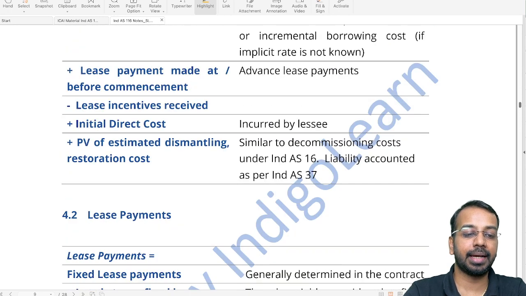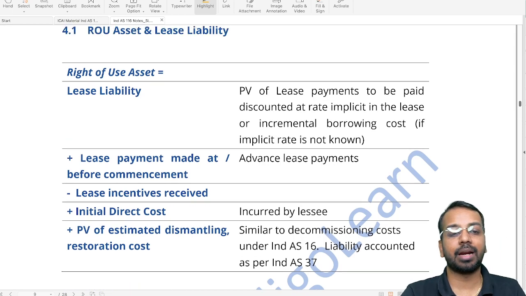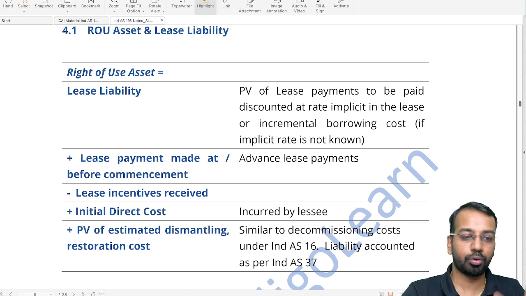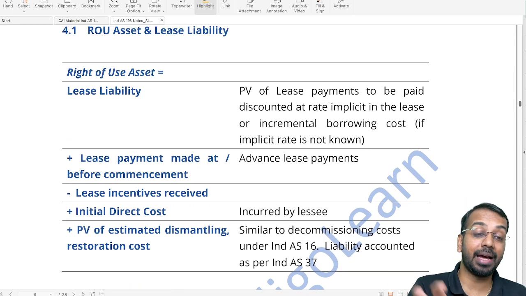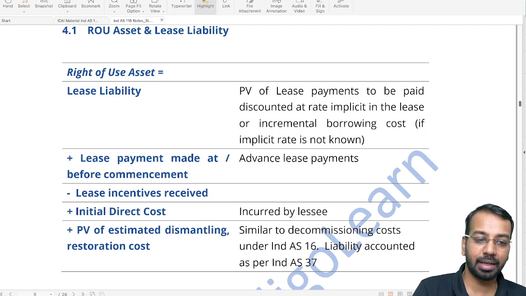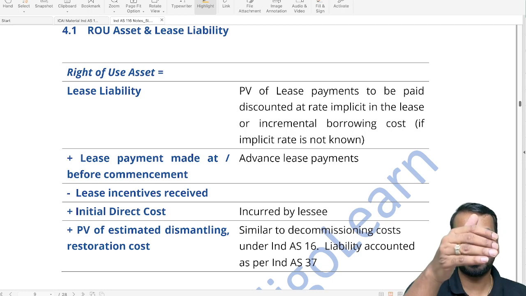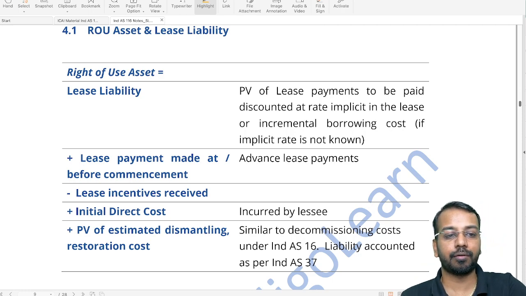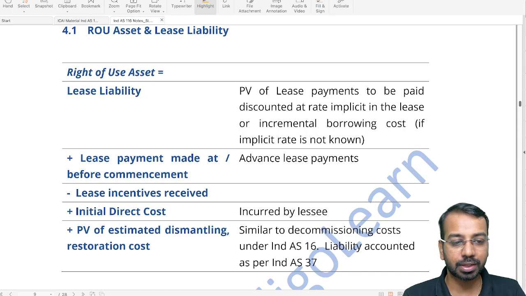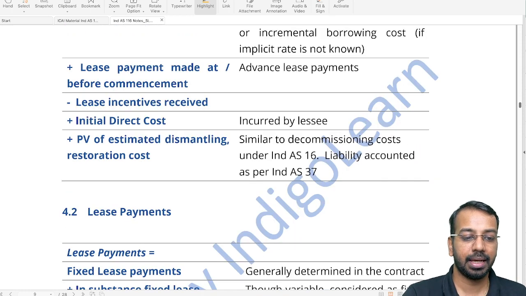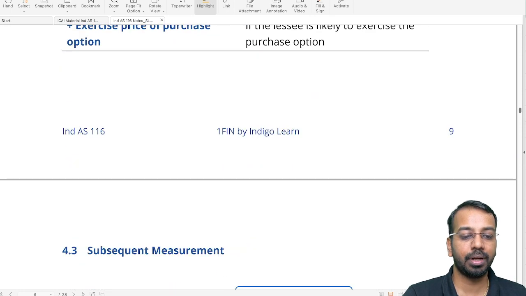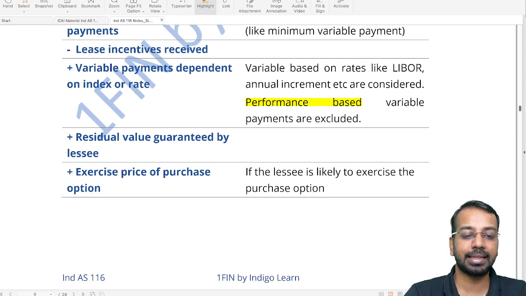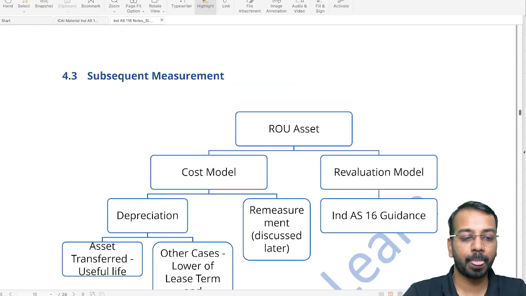So these two are the critical aspects. One is the lease payment. The second one is the right of use asset. How to calculate? The present value of the lease payment will be the lease liability, and the calculation of the ROU asset is lease liability plus or minus all these adjustments.